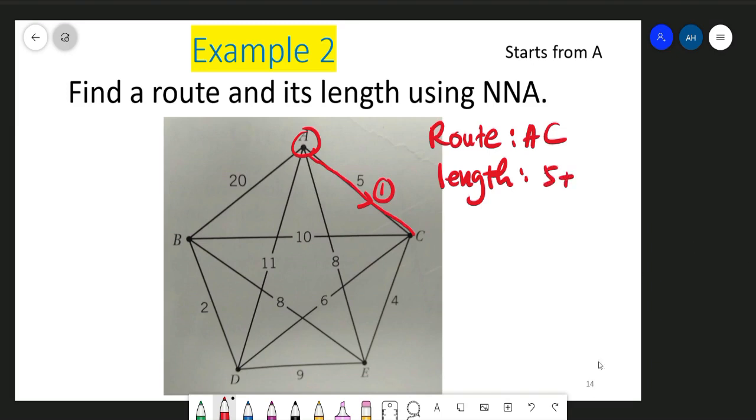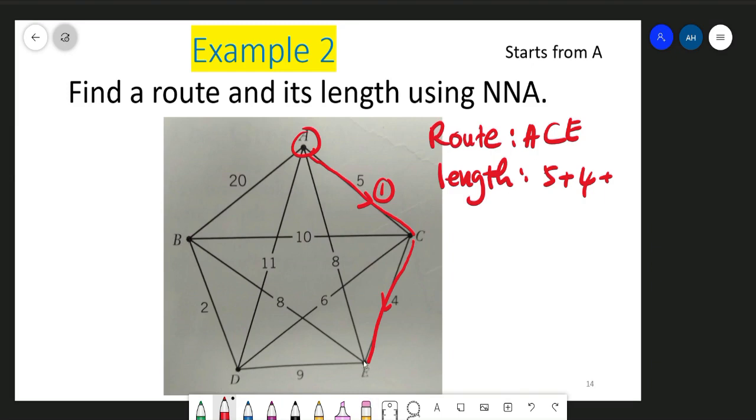All right, now from C we have 10, we have 6, and we have 4. Which one is smallest? Yes, 4. So plus 4, this way. From C we go to E, plus 4 already. Now we are at vertex E. From E we cannot go to A yet, because we haven't gone to D or B yet. So there are 2 more vertices we have to pass through.